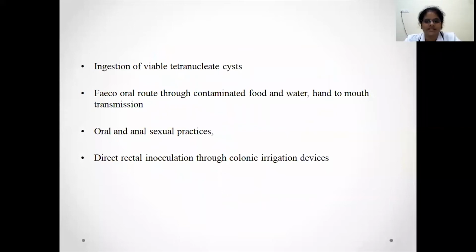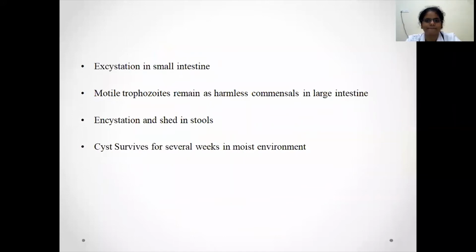The infective stage is the tetranucleate cyst. Transmission is by the fecal-oral route through contaminated food and water, or direct hand-to-mouth transmission. Other routes of transmission are oral and anal sexual practices. One more means of infection is direct rectal inoculation through colonic irrigation devices.